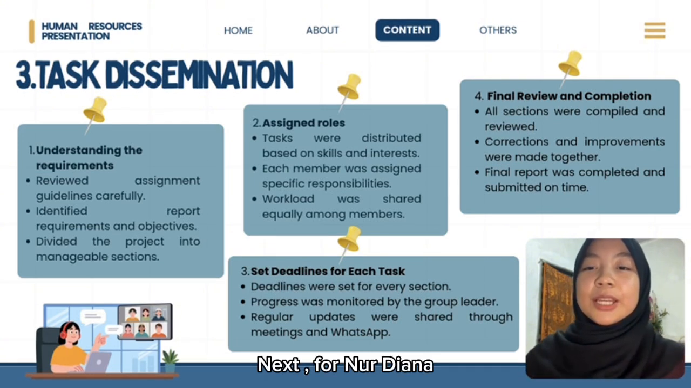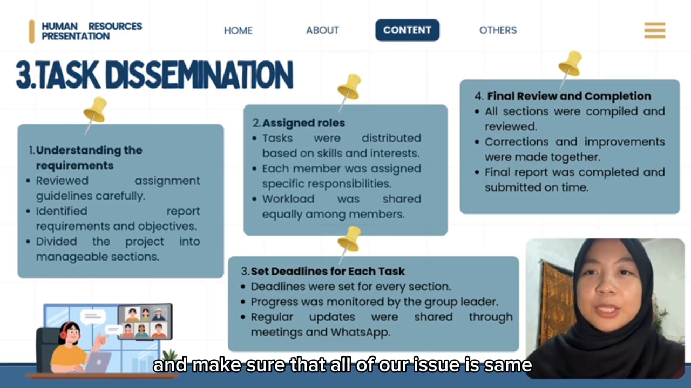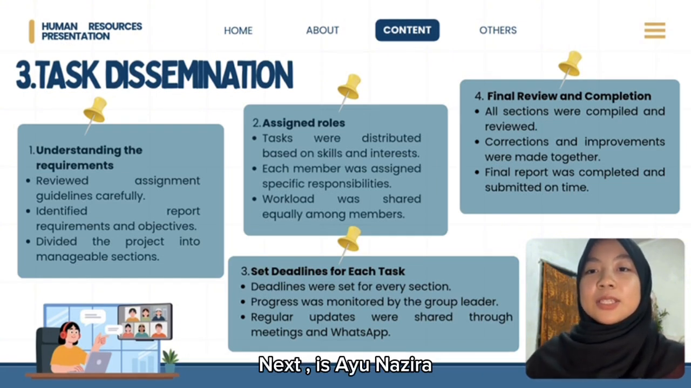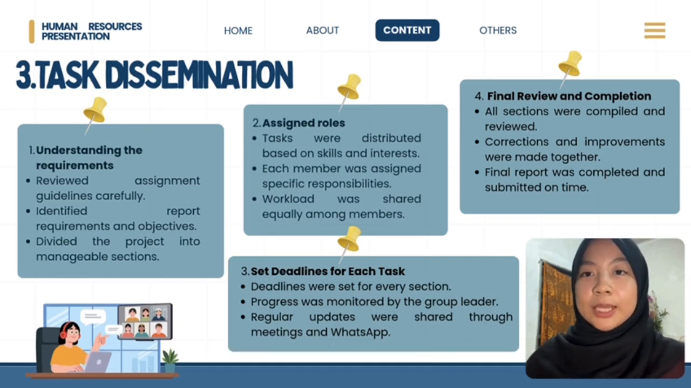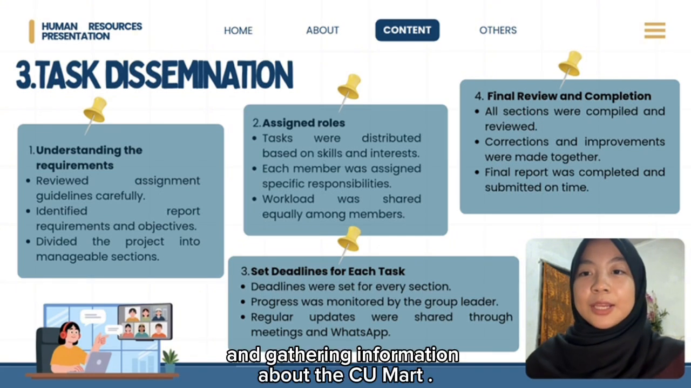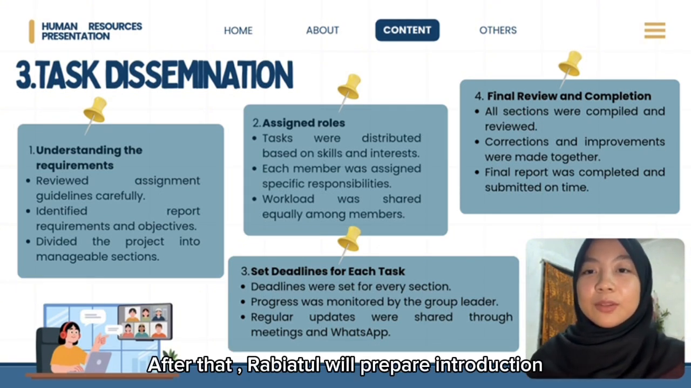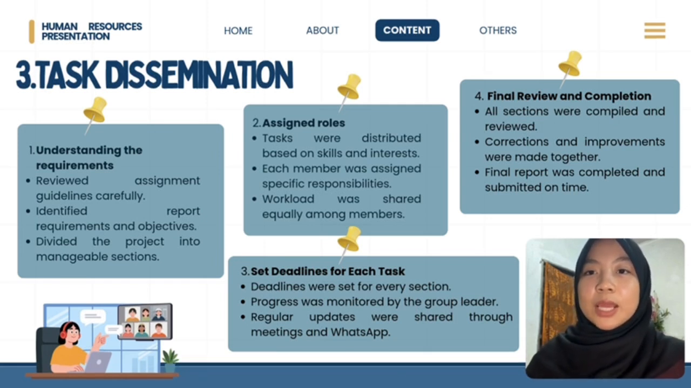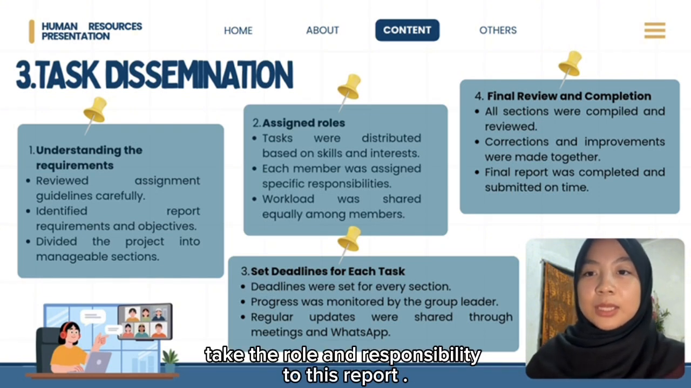Next, for Nurdiana, she will analyze issue 1 and prepare the presentation slides and make sure that all of our issues are the same as Mr. Zulfakar's information. Next is Ayu Nazira. She is responsible for analyzing problem 3. She will help Diana prepare the slides and gather the information about the CUMAT. After that, Rabiatu will prepare the introduction, conclusion, and references for our report. She also helped me to ensure all members take their roles and responsibilities in this report.